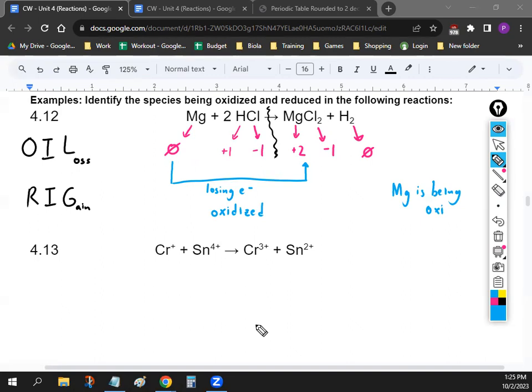So if that's +1 -1, and that's +2 -1, where did the extra electron come from? Because there's 2 of them. Yeah, we didn't because it's balanced. So it'll be +1 -1 -1.